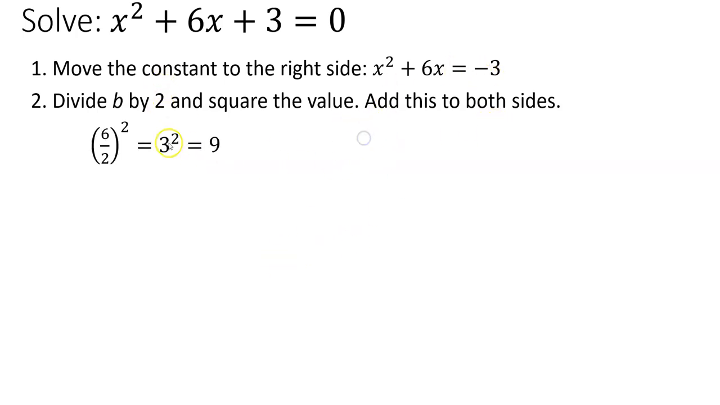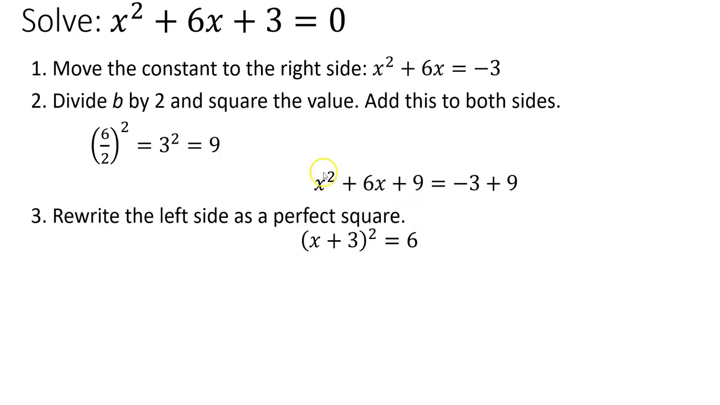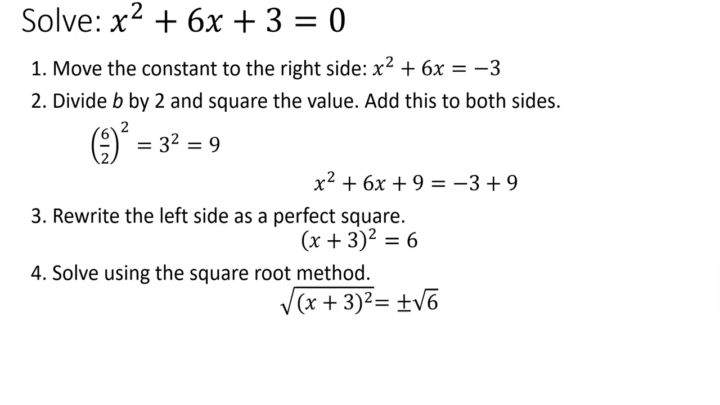So b has a value of 6. Take 6 divided by 2, that gives us 3. When we square this, we get 3 squared, which is 9. The 9 is the value we're adding to both sides. So x squared plus 6x plus 9 equals negative 3 plus 9. All right, so remember that 3 is what we put in the parentheses on the left side. So on the left side, we have x plus 3 squared. There's our perfect square. And on the right side, we've simplified negative 3 plus 9 equals 6. So now we can use the square root method.